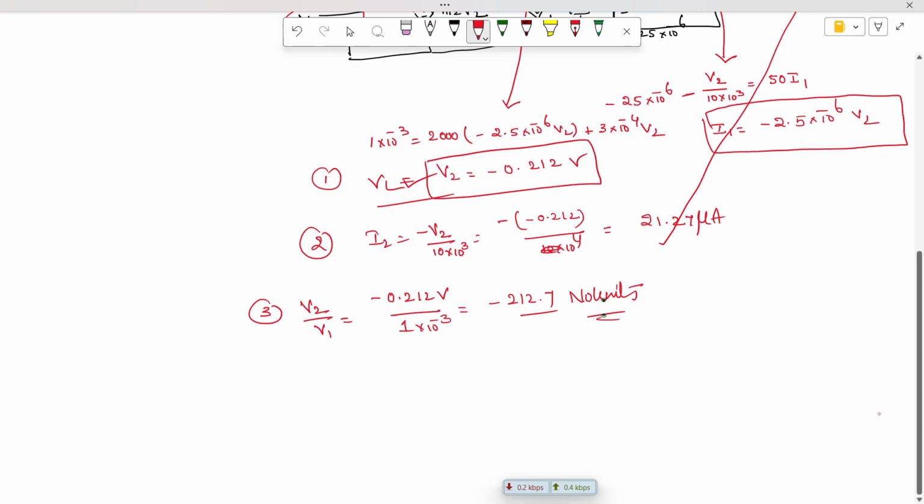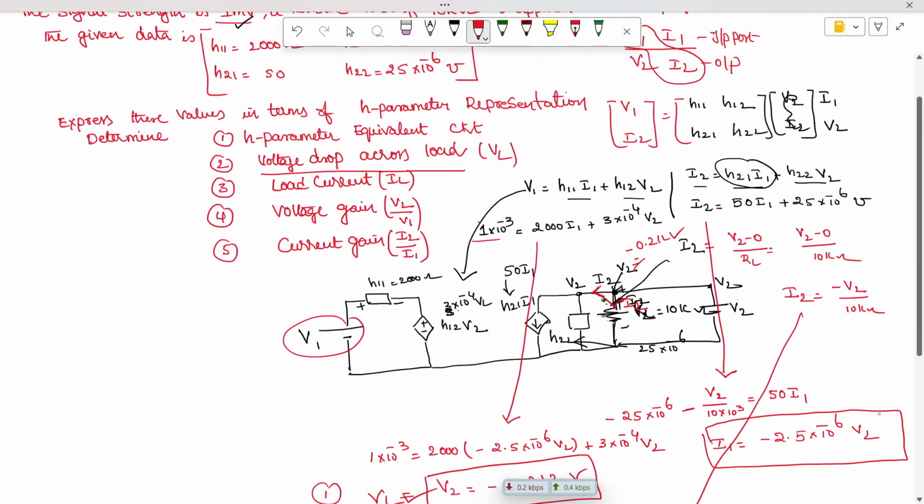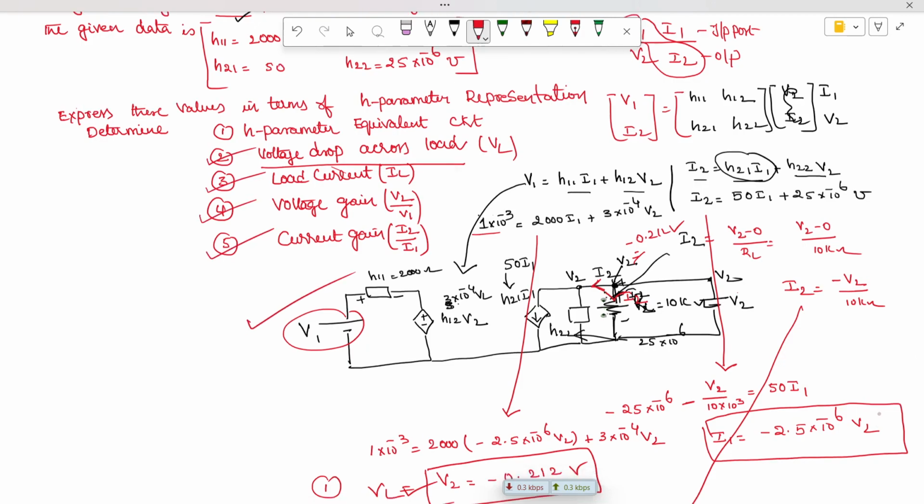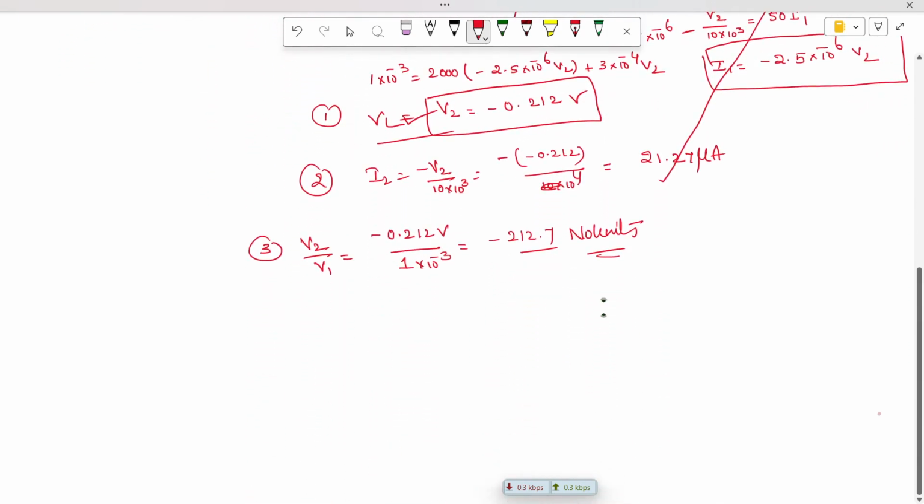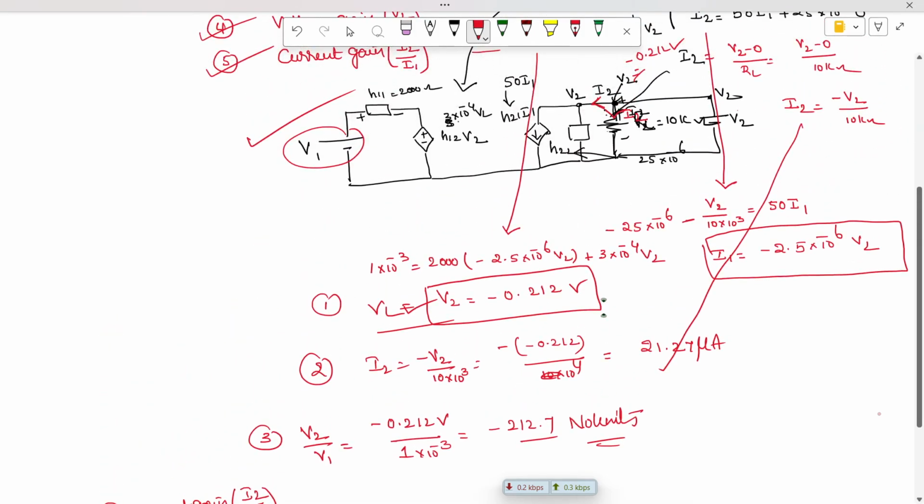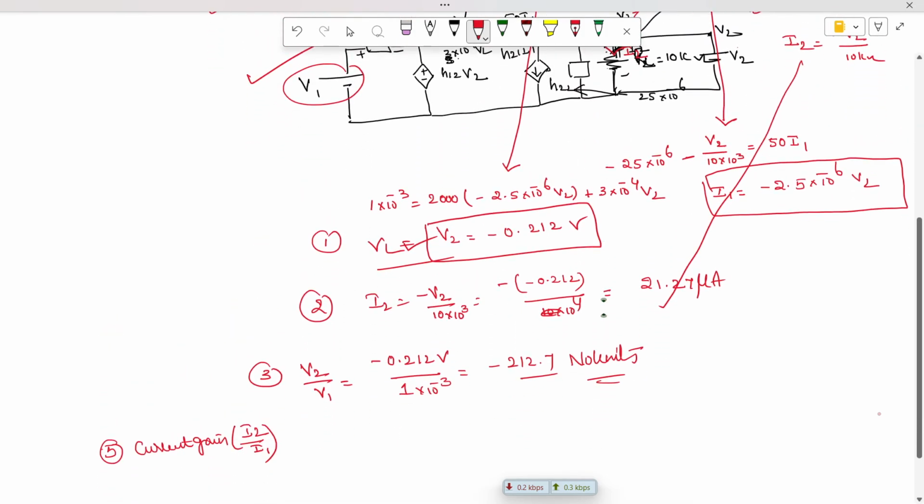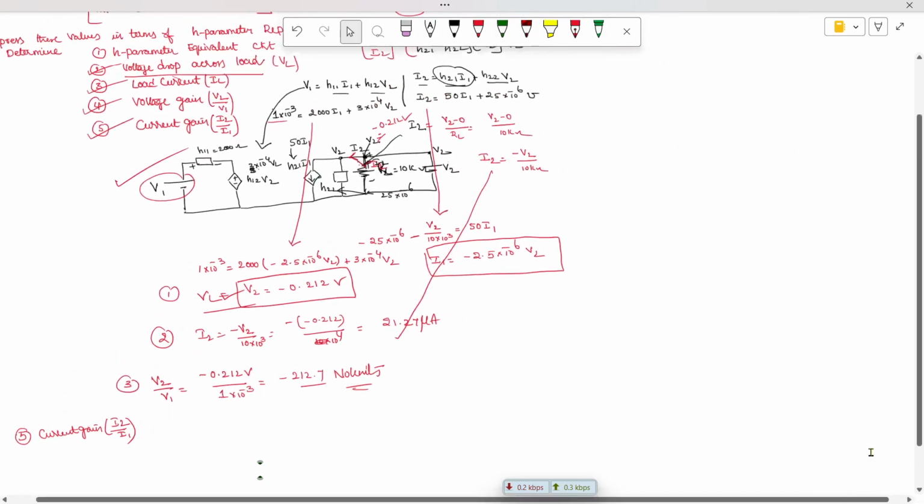Next one we need to find out. So we have found the h-parameter equivalent circuit. We have found the voltage drop. We have found the load current and voltage gain. We need to find the current gain. So we are going to find the next one, which is nothing but the current gain I2 divided by I1. So how to write down this current gain? When you observe the circuit here, let's try to redraw the circuit to understand in detail.